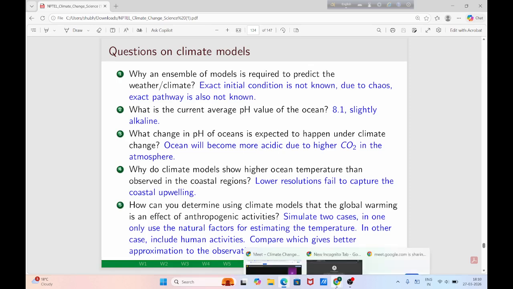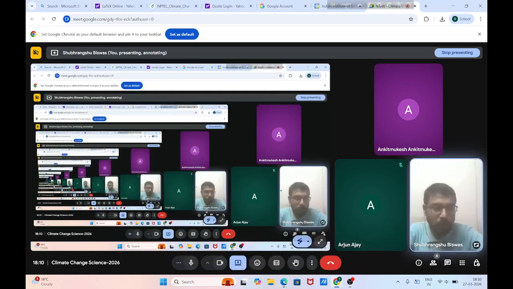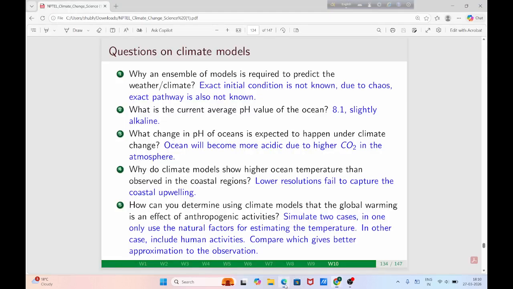Arjun, is it fine about the first slide on the temperature? Yeah, it's fine. Okay, so we will ask a few questions about this.